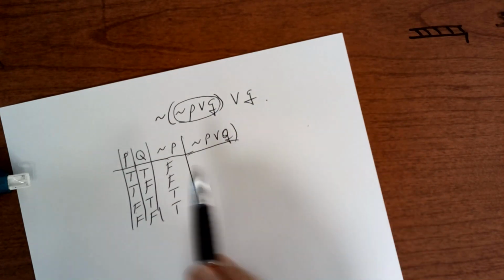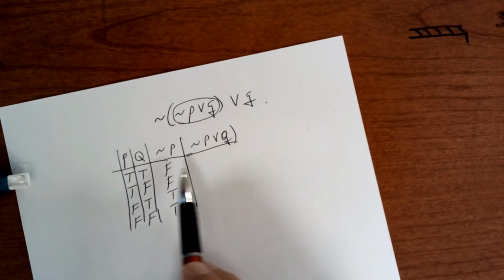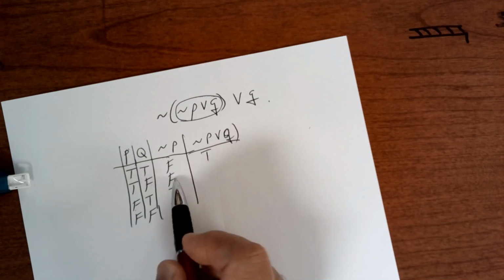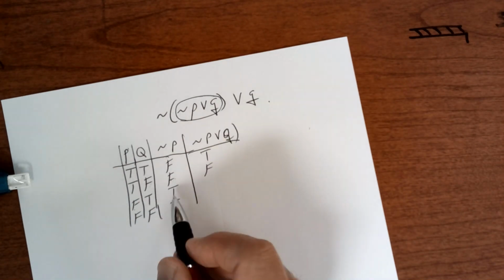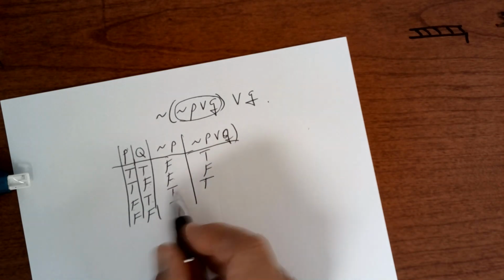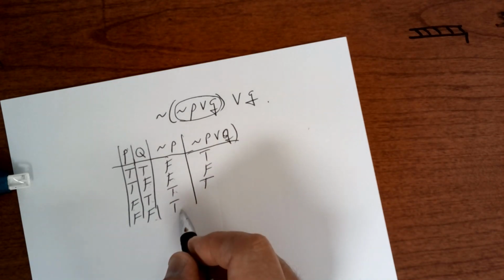Okay, so not P is this one. So this one right here, as long as one of them's true, that's going to be true. This one, both of them are false, so that's going to be false. This one, one of them is true, so that's going to be true. Even though both of them are true, that's okay. And then this one's going to be true.